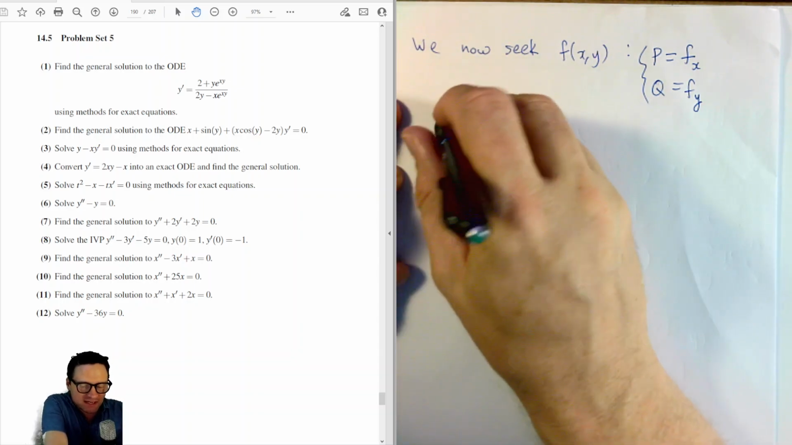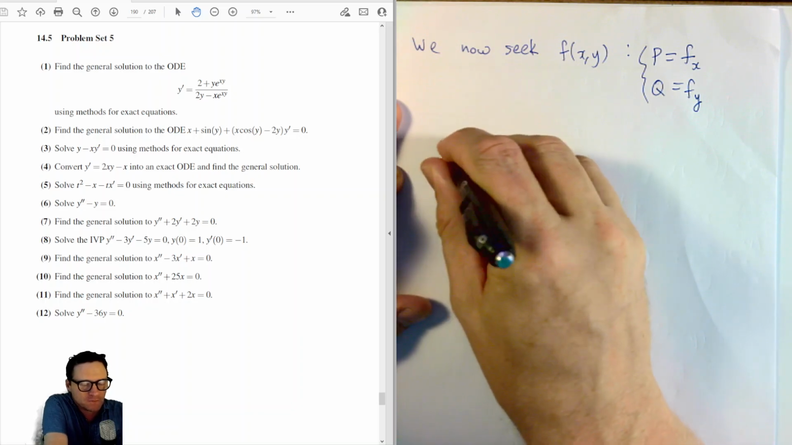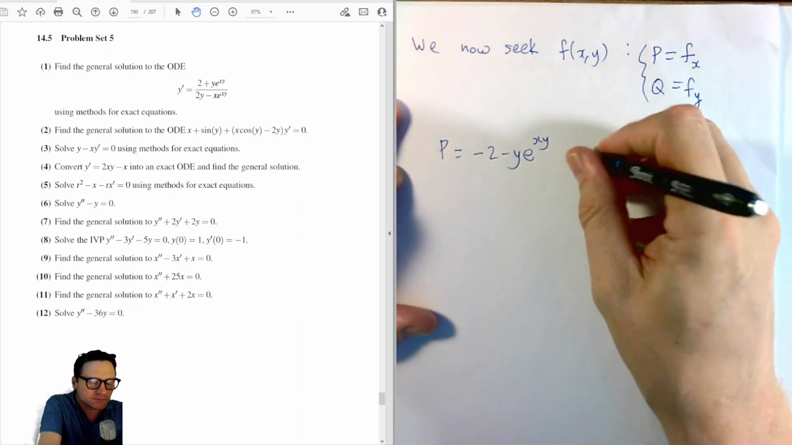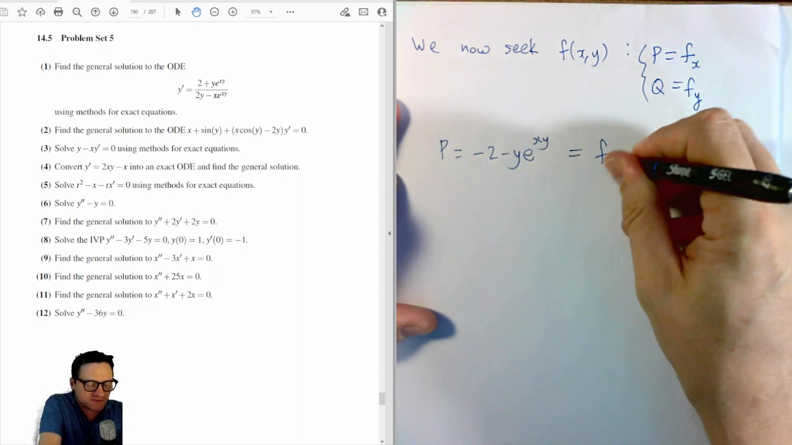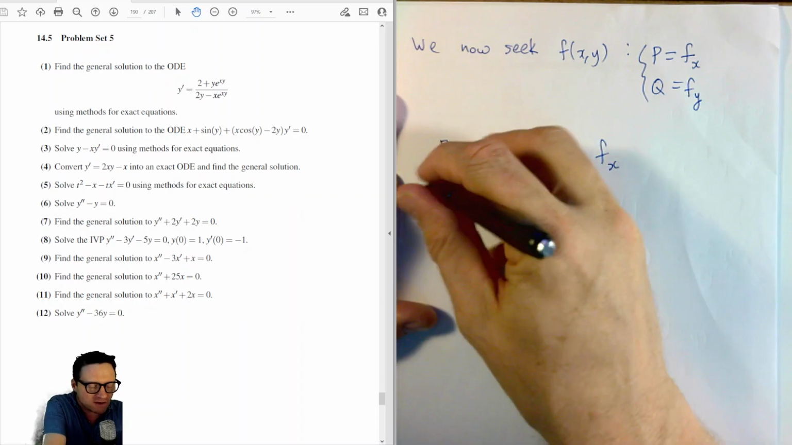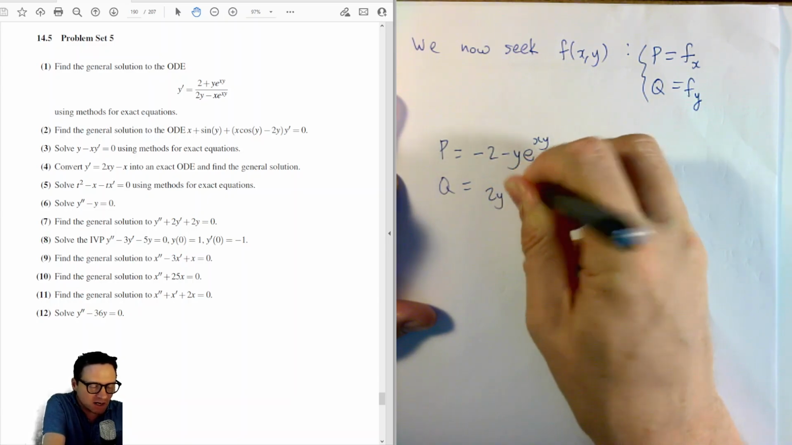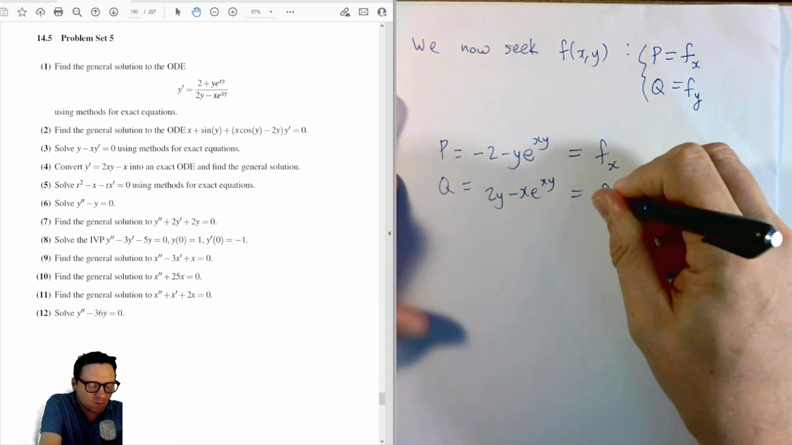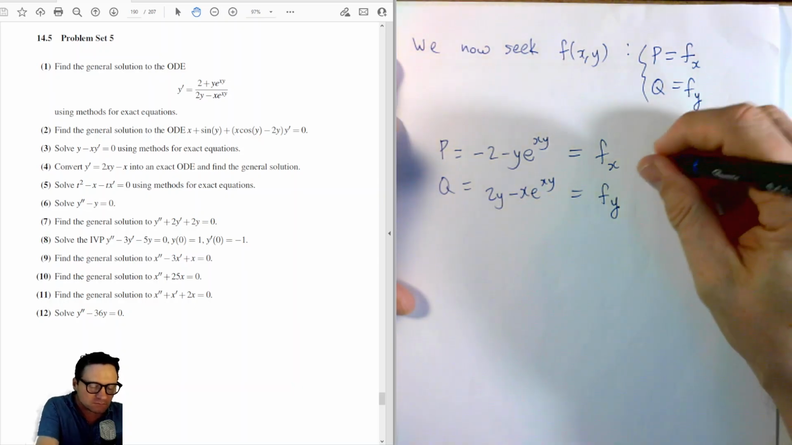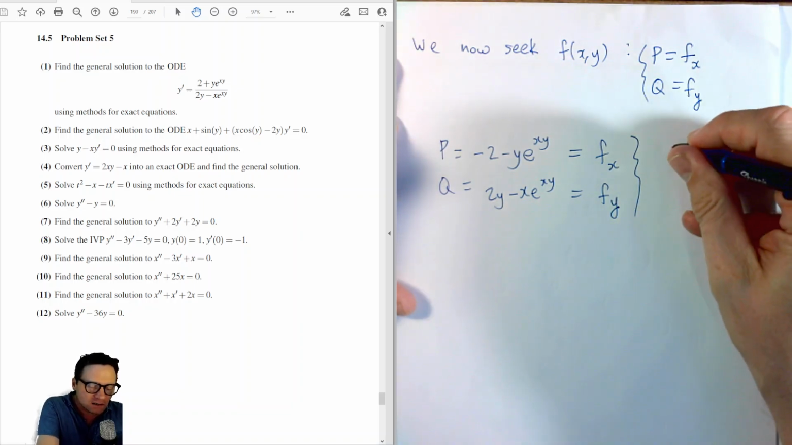All right, and so what that is, because p we chose to be minus 2 minus y e to the xy, this is f subscript x, or the partial derivative of f with respect to x. And then we have q equal to 2y minus x e to the xy is f subscript y. Okay, now if that's the case, then, right, so if these two equations hold, then what we have is this.